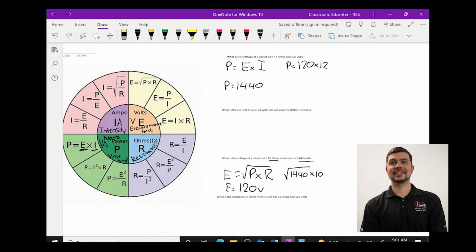Now we're looking at another. What is the current of a circuit with 120 volts and 10 ohms? So now I'm looking for my current.